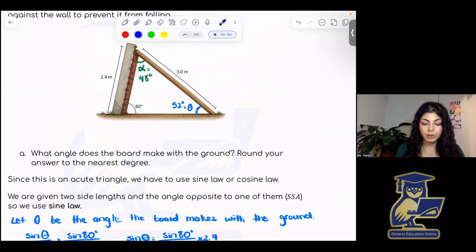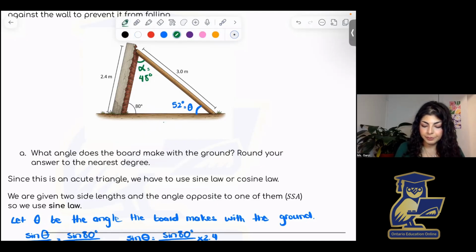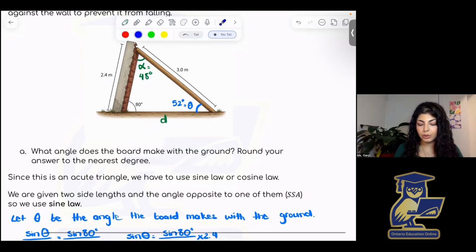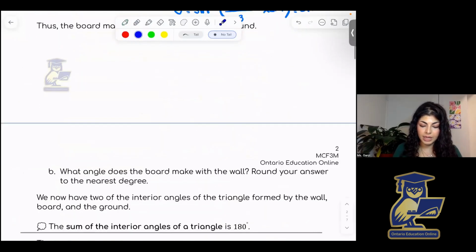So now I have options here as well. Because I have all the angles, I could use cosine law to solve for this side length. Let's say this is d. D squared will be equal to 2.4 squared plus 3 squared minus 2 times 2.4 times 3 cosine of 48 degrees, because it's the opposite angle. Or because I have the other side lengths, I can also just use sine law, which is what I did here.